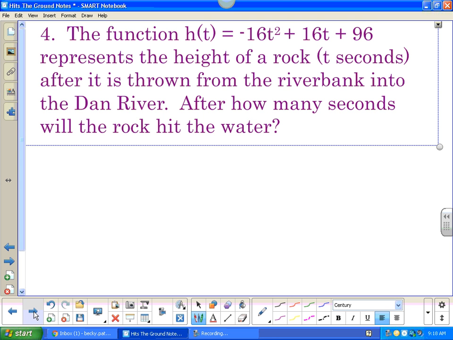Okay, that function represents the height of a rock t seconds after it's thrown from a riverbank into the Dan River. How many seconds until the rock hits the water? So its height is going to be 0. So I'm going to take the function, set it equal to 0. I'm going to GCF a negative 16. No t this time because this term doesn't have a t.